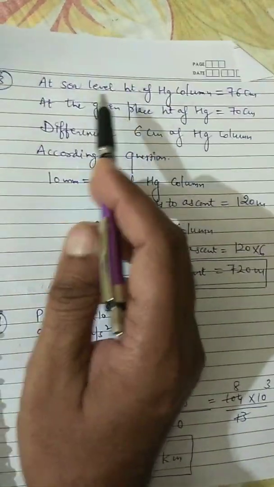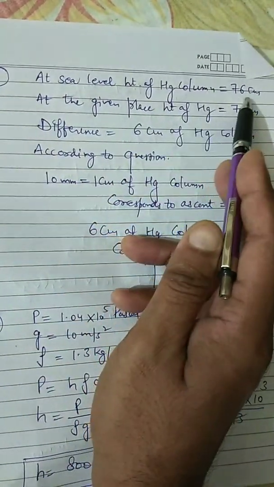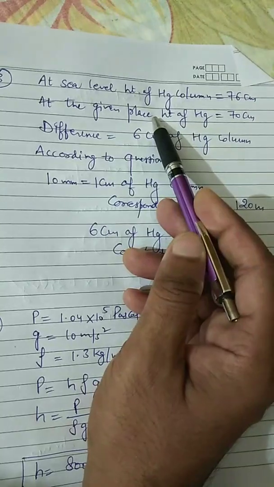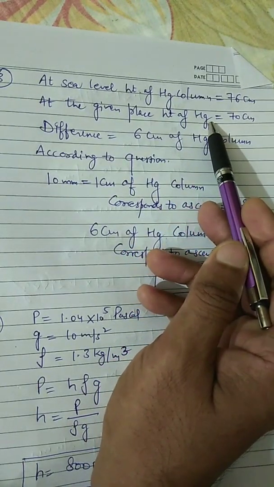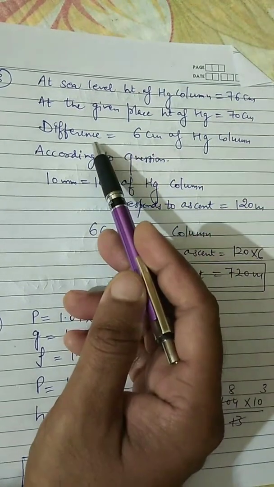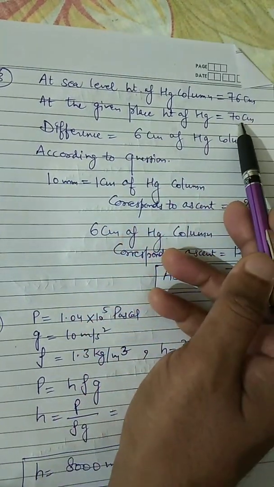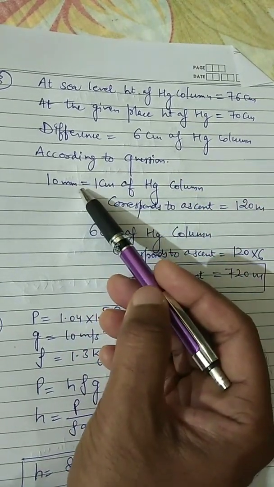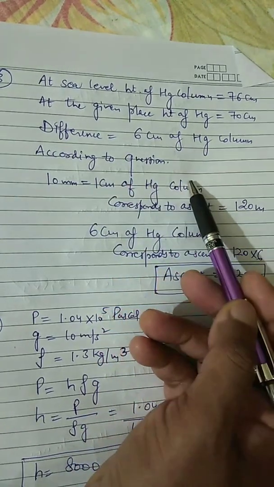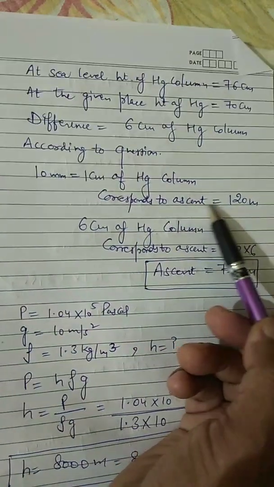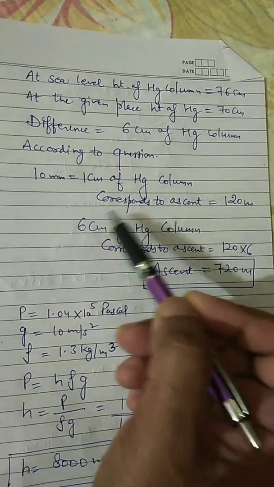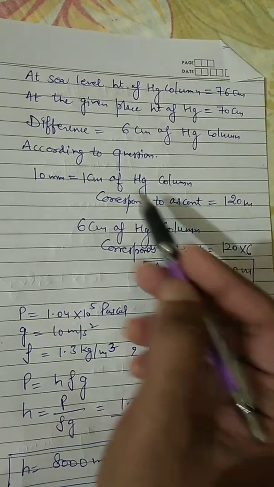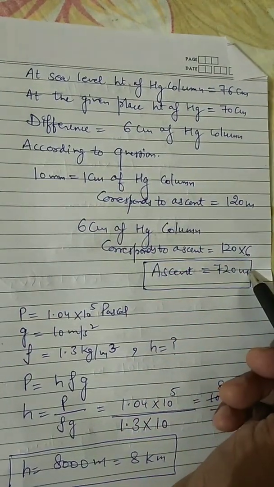In the third numerical, at sea level, the height of the mercury column is equal to 76 centimeter, which will balance the atmospheric pressure, and at a given place, the height of mercury is equal to 70 centimeter. Now the difference between these two is 76 minus 70, that is 6 centimeter of mercury column. Now according to the question, 10 millimeter, which is equal to 1 centimeter of mercury column, corresponds to an ascent equal to 120 meter. Now a 6 centimeter of mercury column difference will correspond to an ascent equal to 120 into 6, so that will be equal to 720 meter ascent.